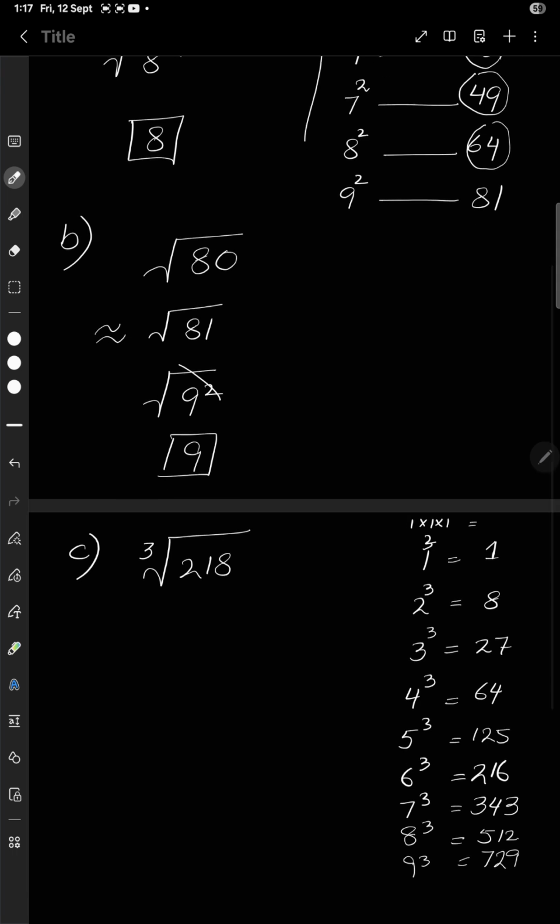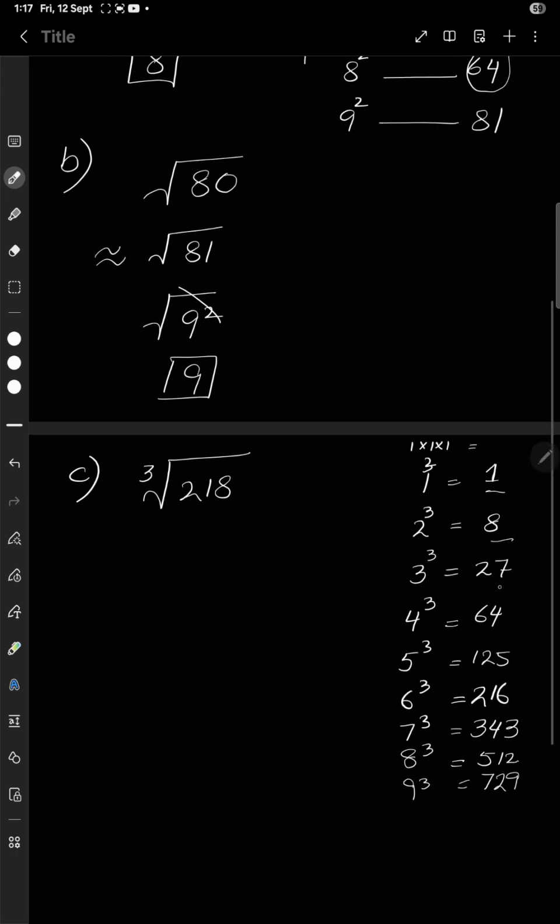And all these numbers are perfect cubes. This 1, 8, 27, 64, 125 and so on, all these numbers are examples of perfect cubes. So perfect cubes are those numbers which come as a result of taking the cube of some number, right? When we are solving this cube root, the inside number should be a perfect cube. But in this case, as we know, 218 is not a perfect cube. So what we will do, we will estimate. We will see which number is closest to 218.